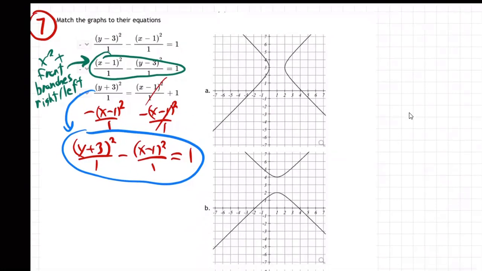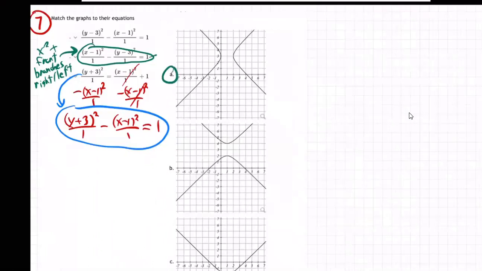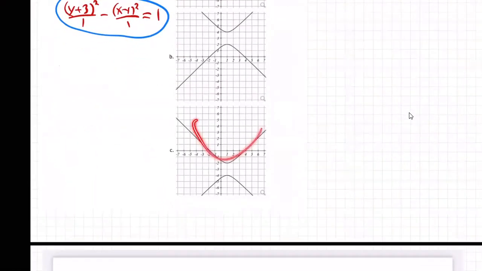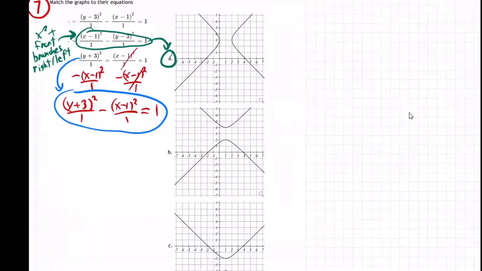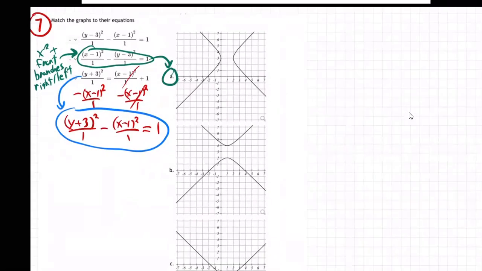So that's A, isn't it? That's got to be A. You see that? That's the only graph where the branches go right, left. See, on B they're going up, down, and on C they're going up, down, aren't they? So that's got to be A because the branches go right, left. So then the other two are B and C. How do you know which is which?